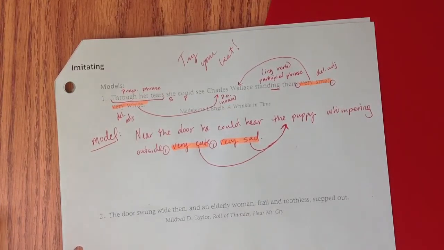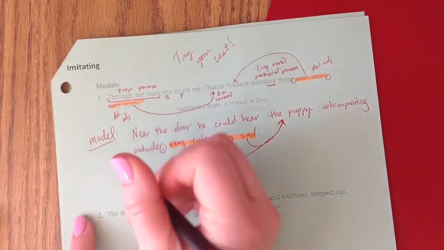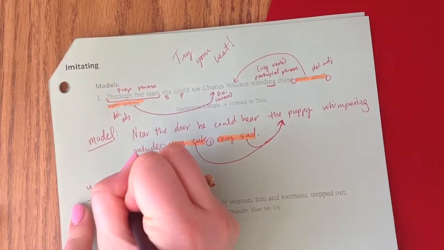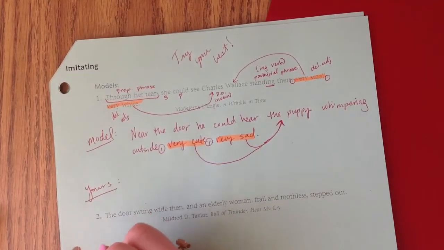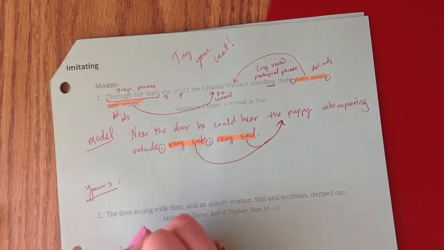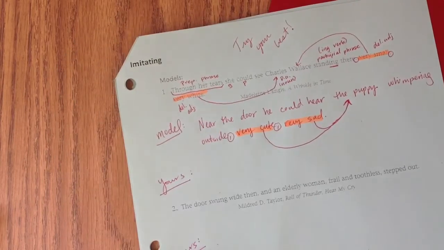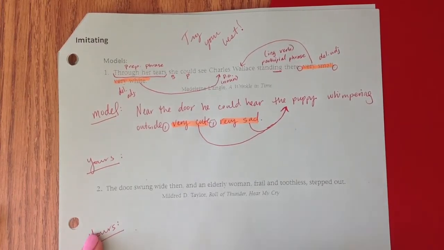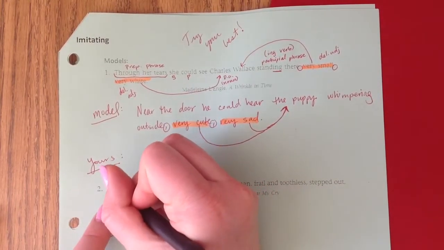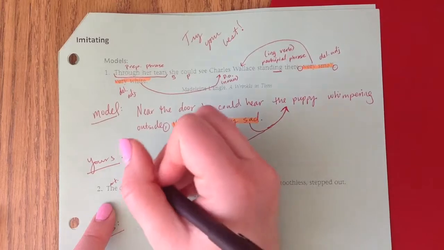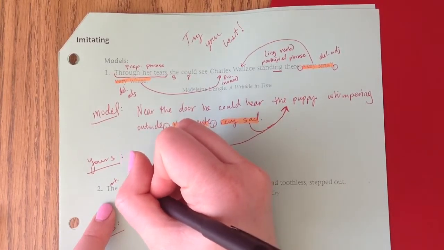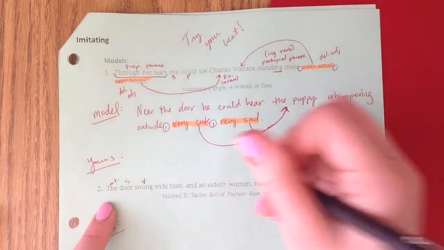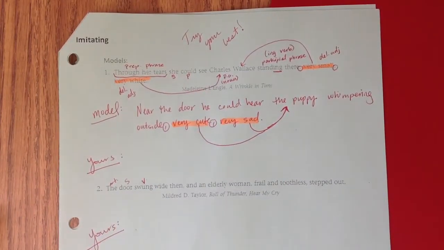Now, I'd like you to write one for number 1 and for number 2. So let's go through the parts for number 2, okay? Oh, sorry, didn't mean to go off screen. The door, remember we know this is an article. Door is my subject and swung is my verb. Then I have an adverb. How did it swing? Well, it swung wide.